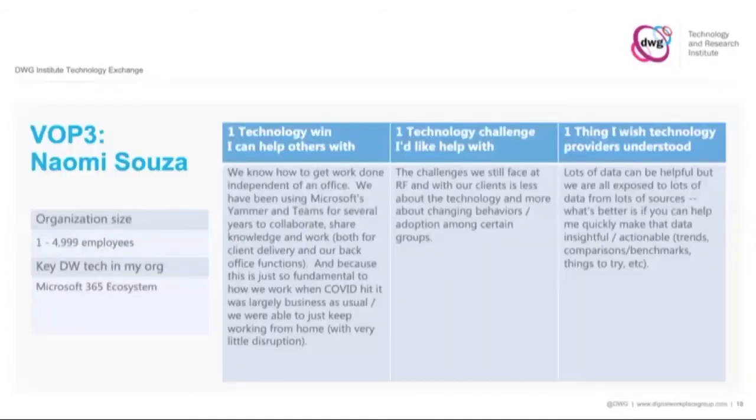Hi, everybody. When I was thinking about a technology win, the first thing that came to mind was that with several years of practice, we at Real Foundations have gotten pretty good at using technology to get work done across distance. We can do that independent of an office, which especially right now is very important and useful because of COVID. So we use the Microsoft 365 ecosystem, specifically Microsoft Teams and Yammer, to collaborate, to share knowledge, and to get our work done.